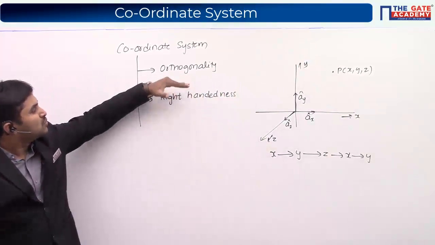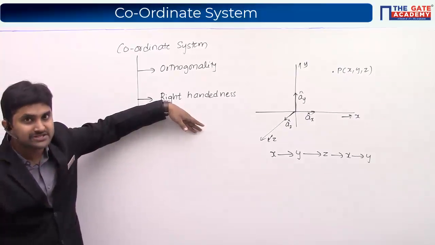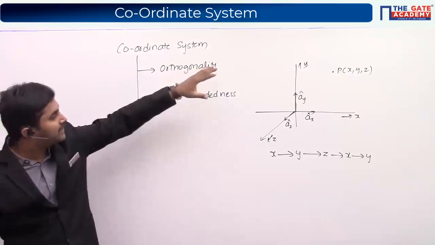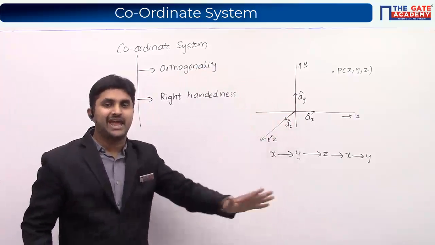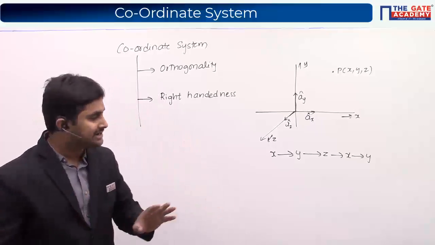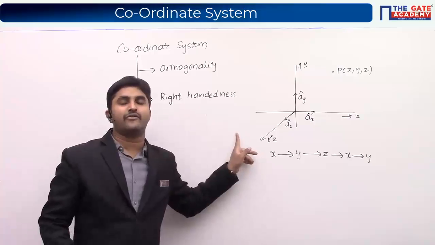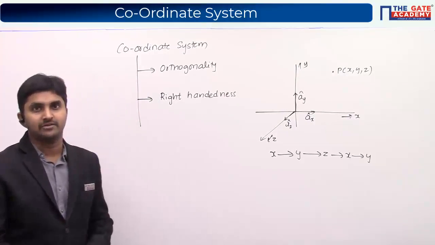So these two criteria are very, very important for the three coordinate systems that we are going to discuss. One is orthogonality, meaning that whatever unit vectors that we have considered for different axes, they have to be mutually perpendicular to each other. The second thing is that the right-handedness of a coordinate system has to prevail.